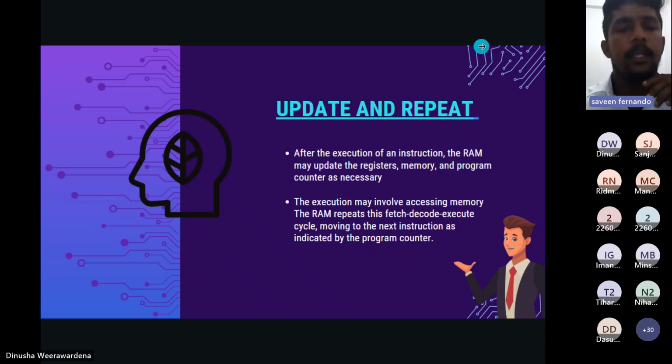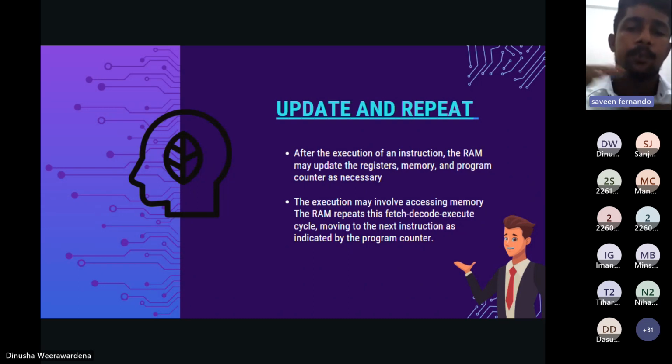So guys, in brief, the execution process in a RAM involves the steps fetch, decode, and execute. It starts with fetching the next instruction, decoding it to identify the operation, and executing the operation using specified operands. The RAM then updates its state and repeats the cycle for subsequent instructions.